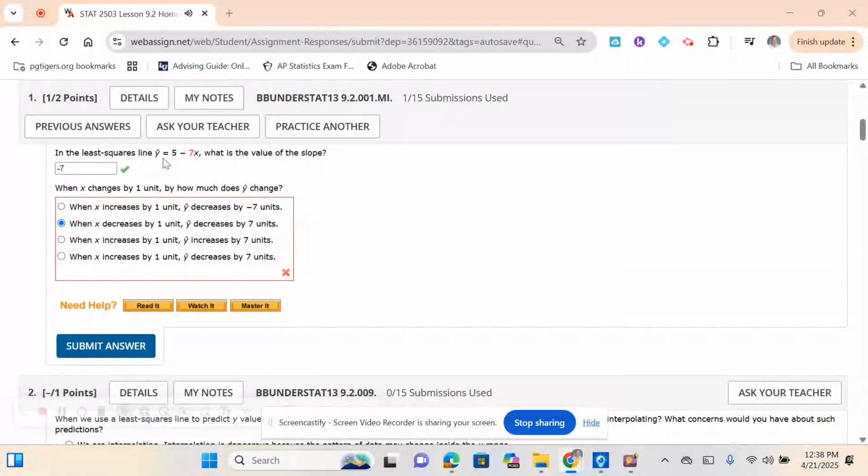Least squares regression line. Y hat equals 5 minus 7x. What's the slope? The slope is the number in front of x, so it's -7. I read this wrong just a moment ago. It's when x increases by 1 unit, y hat decreases by 7 units.